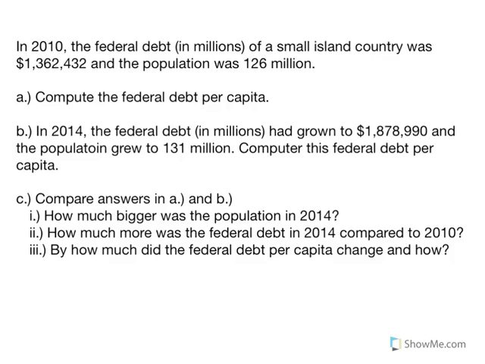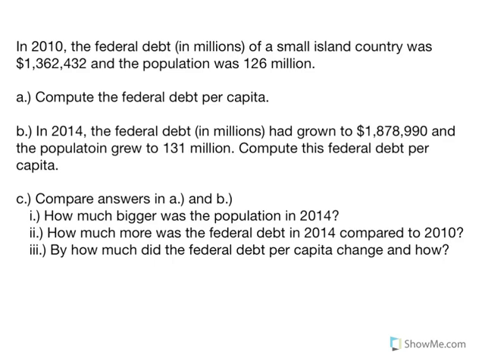In 2010, the federal debt in millions of a small island country was 1,362,432, and the population was 126 million. Compute the federal debt per capita. Then in Part B, 2014, the federal debt in millions grew to 1,878,990, and the population grew to 131 million. Compute this federal debt per capita.